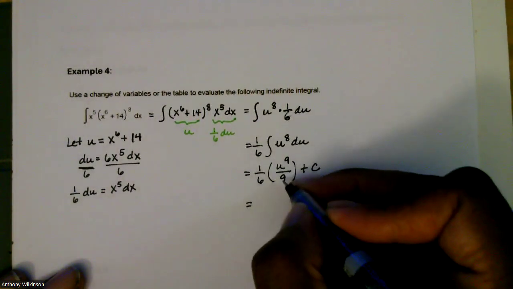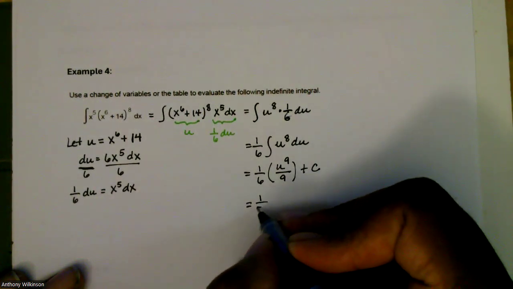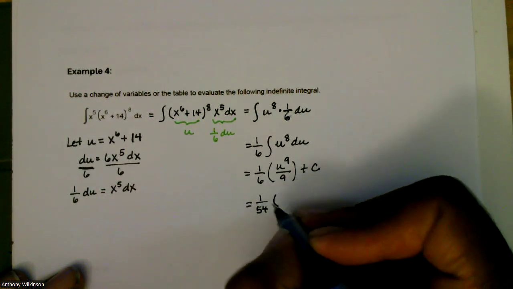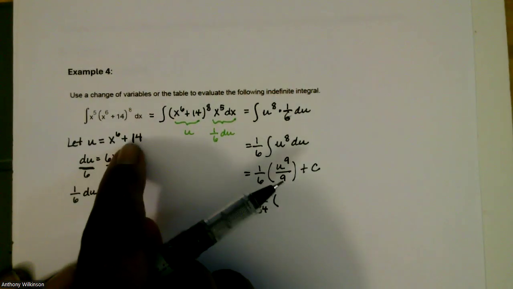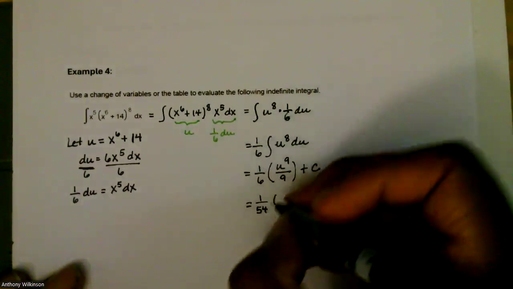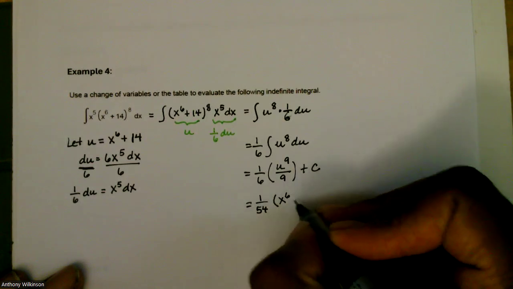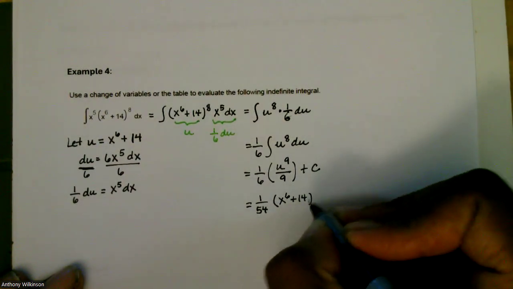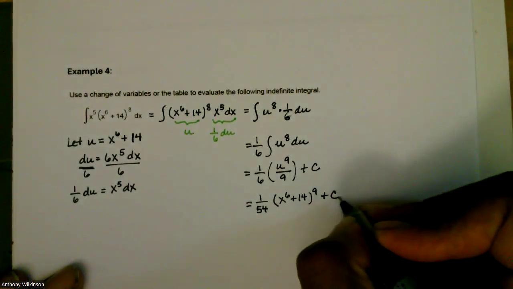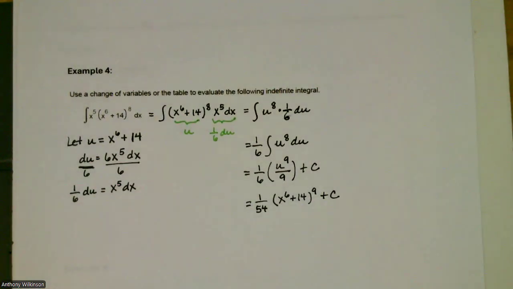Now I got 1/6 times 1/9, that's going to be 1/54, times the u. I'm going to do the back substitution. We let u be x to the 6 plus 14. And that quantity is to the 9th power, plus c. So that would be the integral of x to the 5th times the quantity x to the 6 plus 14 raised to the 8th power.